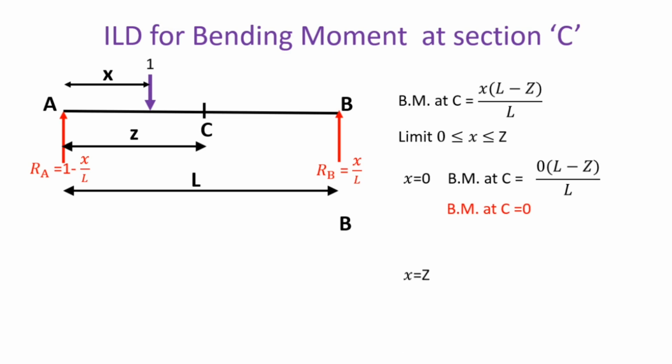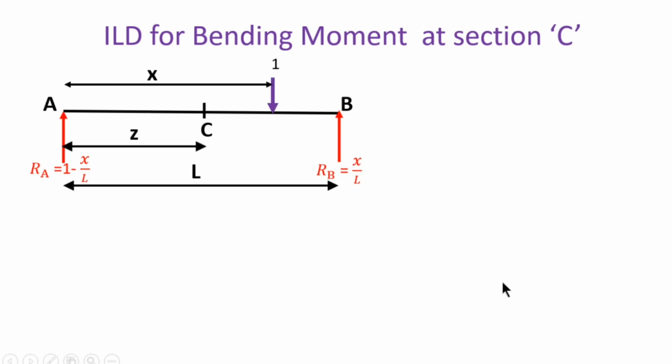The next is x is equal to Z. So bending moment at C is equal to, here put Z instead of x. So Z in bracket (L minus Z) by L. So we got the values when the load is between A to C: when x equal to 0, bending moment is 0, and when x is equal to Z, bending moment is equal to Z in bracket (L minus Z) by L.